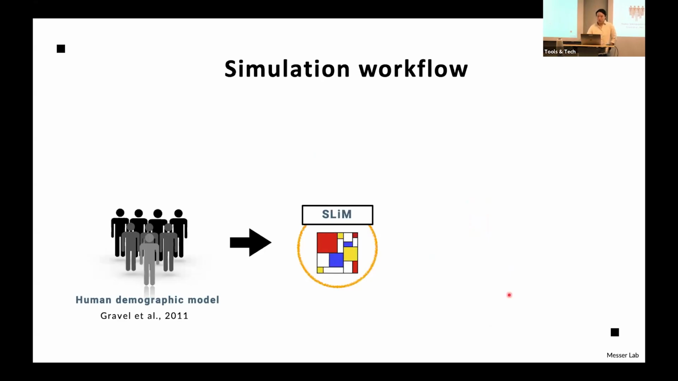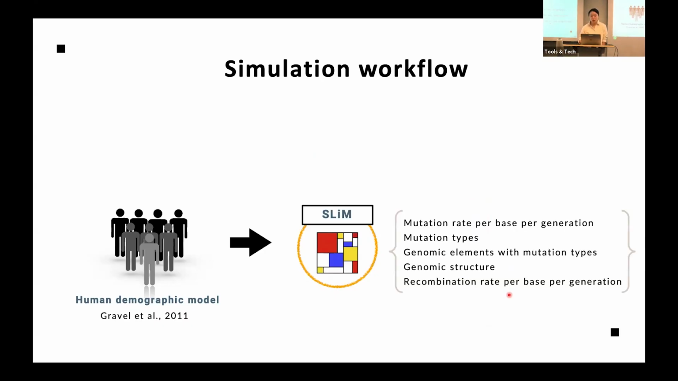So using those key parameters from Gravel's model, we can now recreate the human genome using simulations and a specific software called SLiM. SLiM is a forward-in-time population genetic simulator developed by Philipp Messer and his group at Cornell University, I want to say. But what's really great about SLiM is that it allows us to model both the evolutionary processes and complex demographic histories with parameters that we can control.